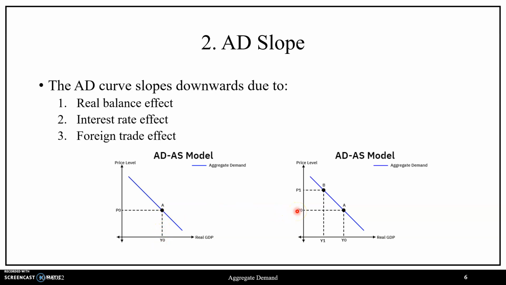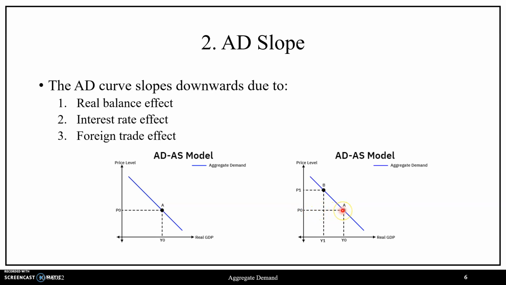Now, should the price level of the domestic economy increase from P0 to P1, in which this domestic price level is now strictly greater than the price level of the foreign economy, then this will incentivize domestic and foreign agents to decrease what they're purchasing in this domestic economy and move over to making purchases in that foreign economy.